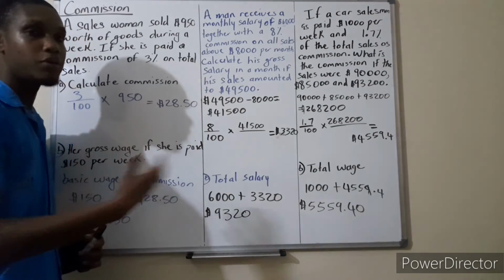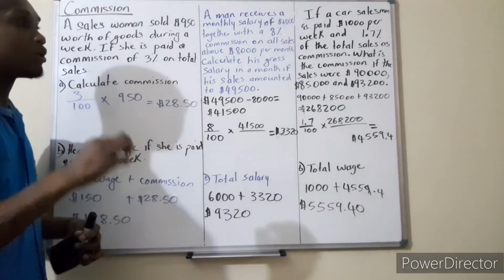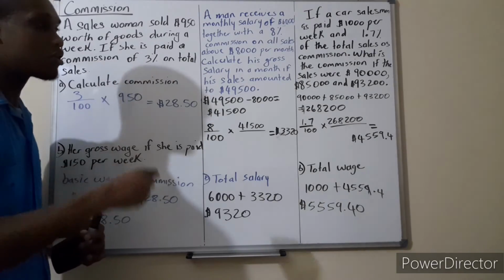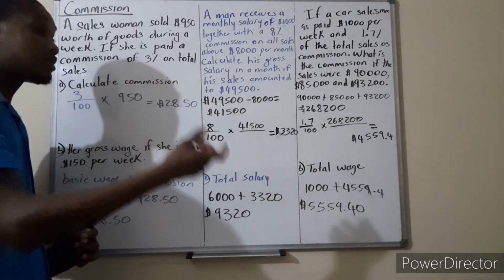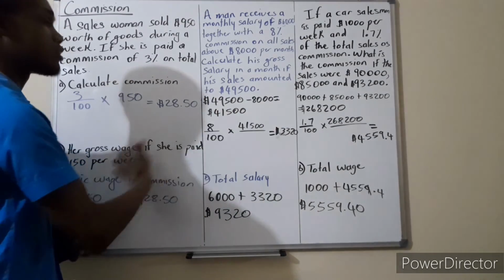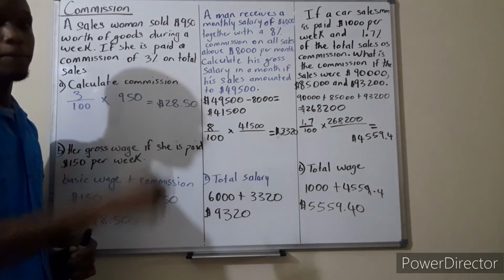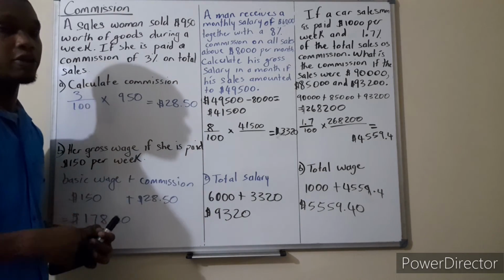So just interpret the questions, read for the interpretation, because at the end of the day, it will still be the percentage of the quota value, or percentage of the total sales, and then you will be able to get your commission. And for your total wage or your total salary, it's your commission plus your basic salary once you're dealing with commission.